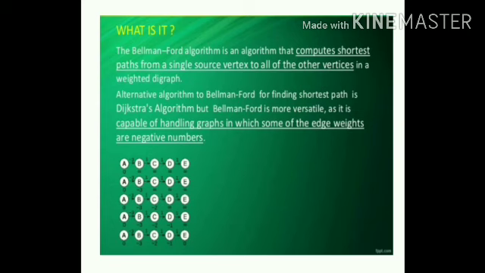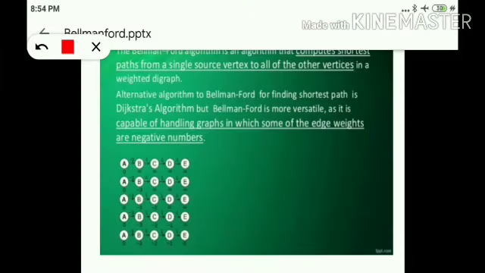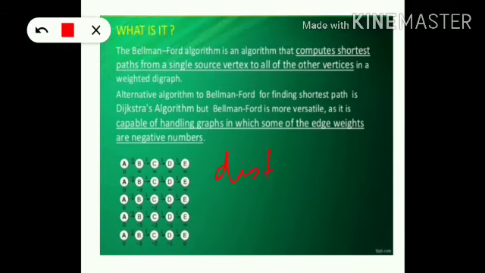So before we can move on further, let us look at some terms used in the Bellman-Ford algorithm. The very first one, dist of L U. Dist of L U stands for the length of the shortest path from source vertex V to vertex U such that it contains at the most L number of edges in it.